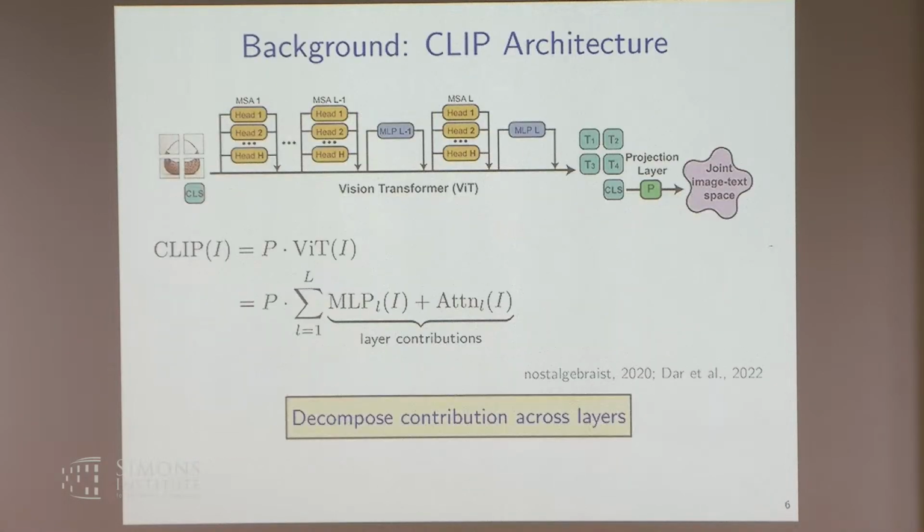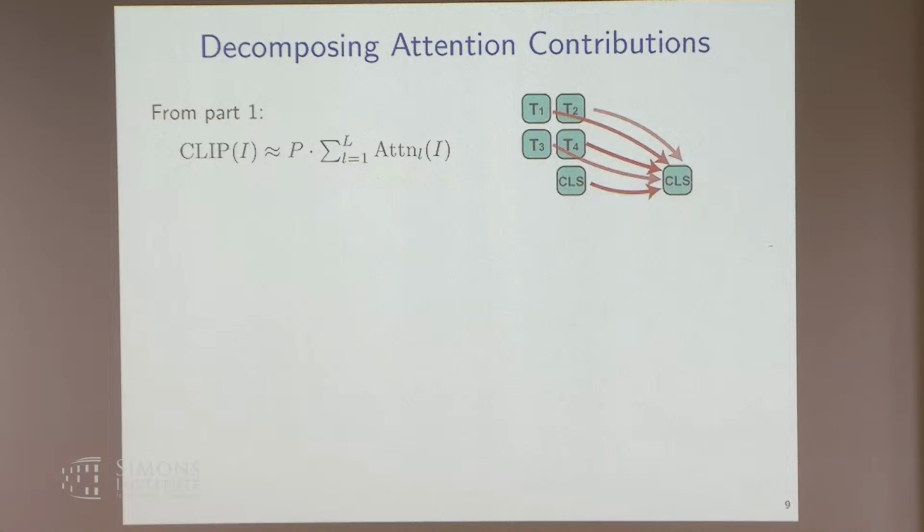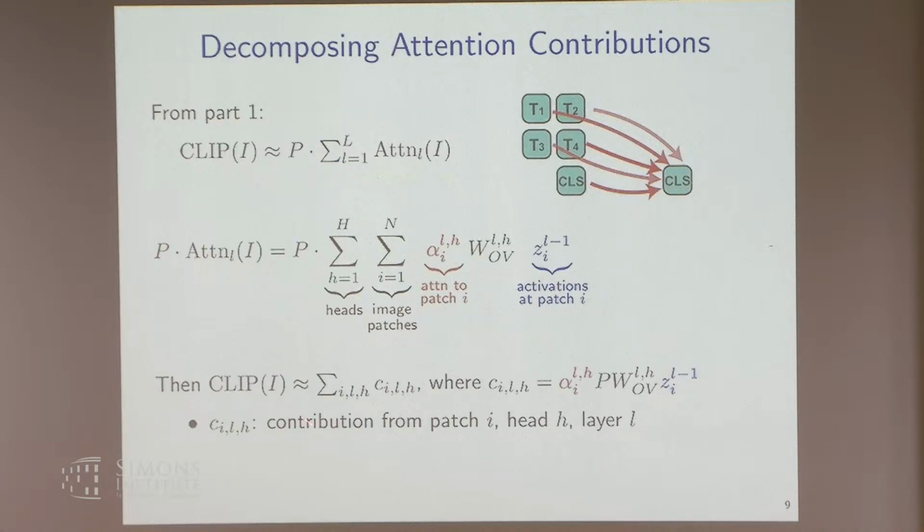Okay, great. Okay, so let's go back to this 3D sum, right? So we've attributed things to patches, heads, and layers. So what can we do once we have this mathematical decomposition?